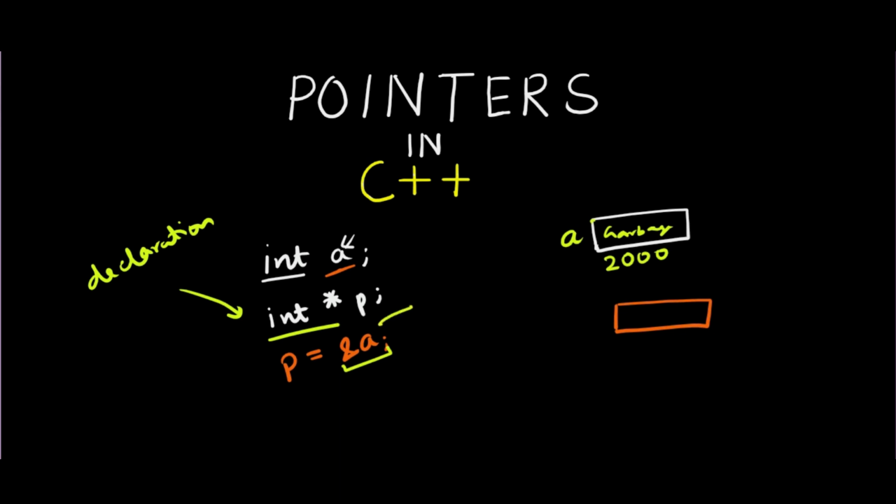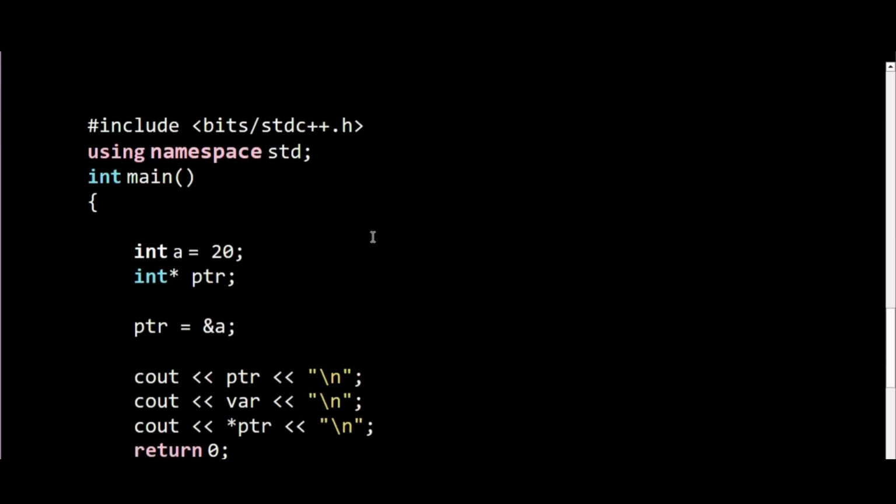So this denotes the address of a. And what is address of a? 2000. So p would also have some address. Let's call it 4000. And we store the address of a, that is 2000, in this pointer. Okay, for now let's move to an example.